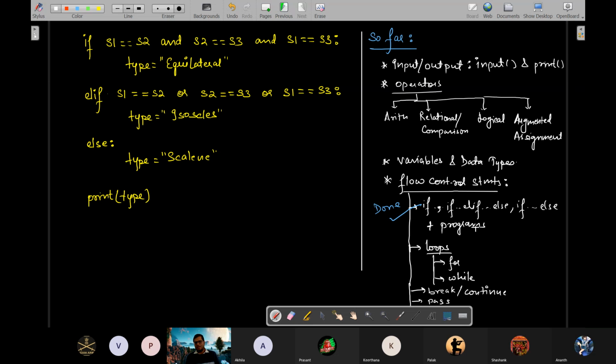We have completed the revision of the first type of flow control statements. Okay, that is conditional statements. Okay, this is also known as conditional statements. Okay, ठीक है. I'll stop here for this session.